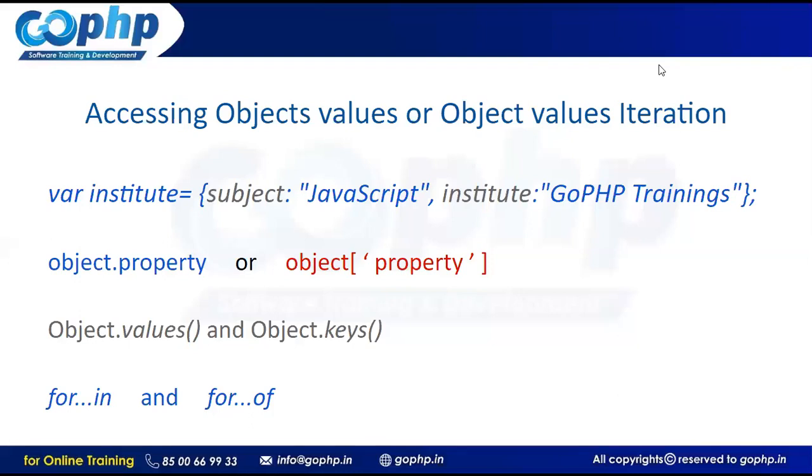And can you see this slide is saying accessing object values and object iteration, right? For object iteration, we have for...in and for...of loops. If you want to extract only the values of an object, we have the Object.values method. If you want to extract only the keys of an object, we have a method called Object.keys. Let us see how we can iterate object values.